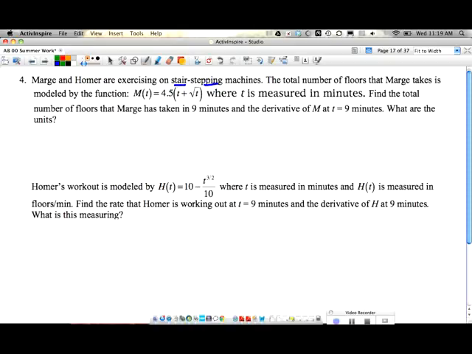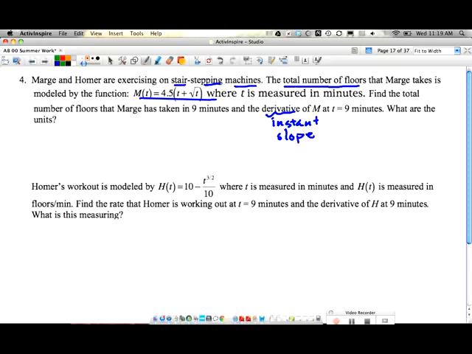Alright, Marge and Homer are exercising on stair-stepping machines. The total number of floors Marge takes is modeled by the given function, where t is measured in minutes. Find the total number of floors Marge has taken in 9 minutes and the derivative of m at t equals 9 minutes. So this is the total number of floors. That's what this function is. The derivative, remember, is just that instant slope.